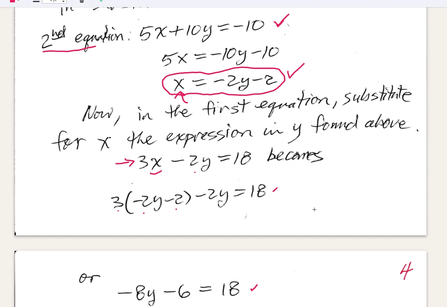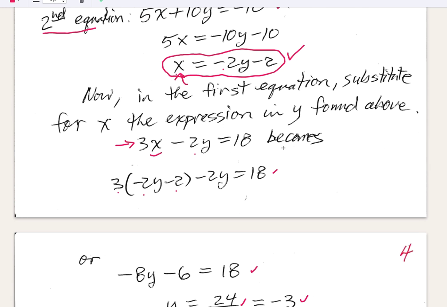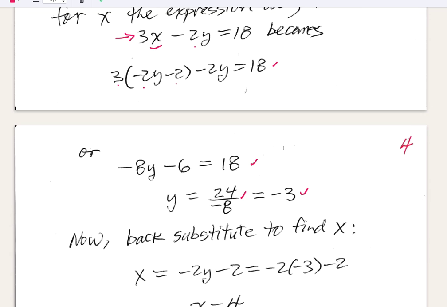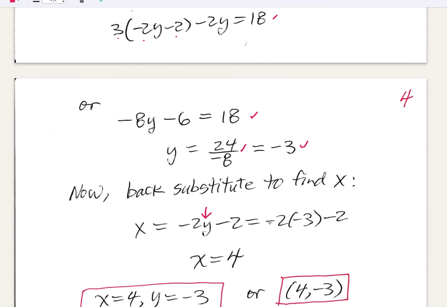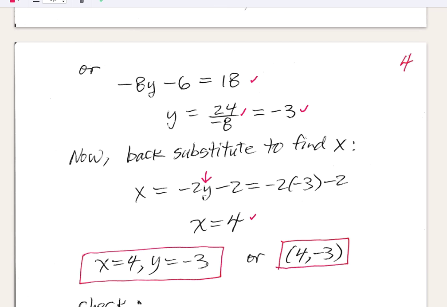You remember I had this expression up here, x in terms of y here. X is negative 2y minus 2. So I'm going to substitute. I found that y is actually negative 3. So I'm going to substitute that in there. So I go negative 2 times negative 3 minus 2, and I get x equals 4 if I did my arithmetic correctly. And we could write our solution then alphabetically. X is 4 and y is negative 3.